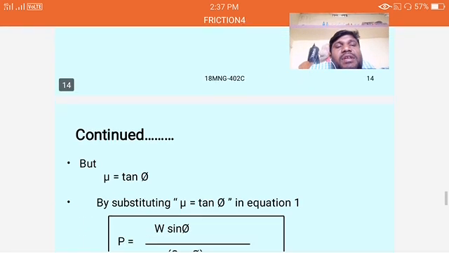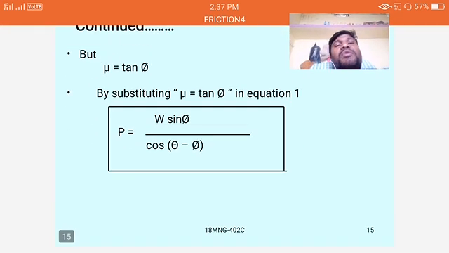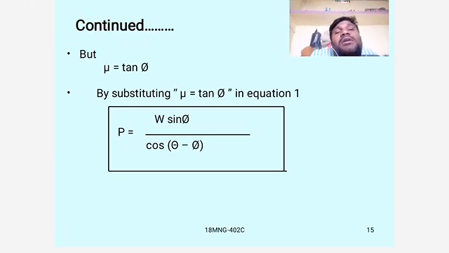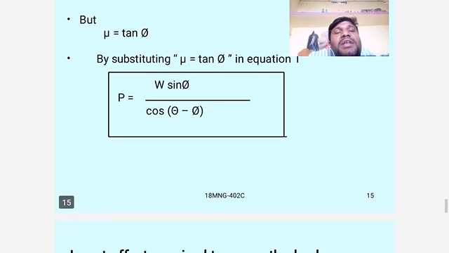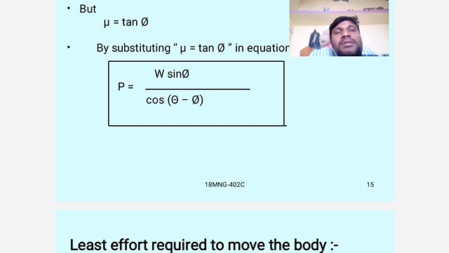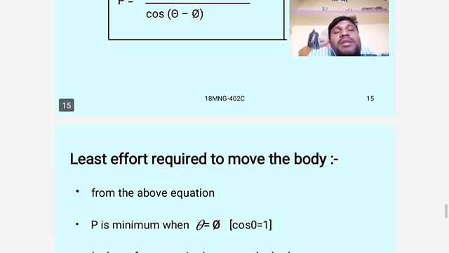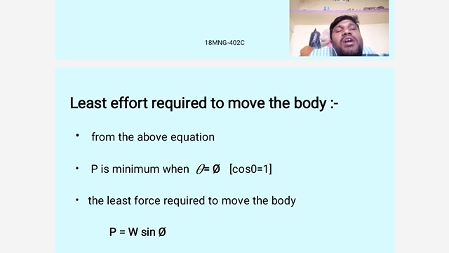Equation 1. But mu is equal to tan phi. By substituting mu is equal to tan phi in equation 1, P is equal to W sin phi divided by cos theta minus phi. W sin phi divided by cos of theta minus phi. Least effort required to move the body.